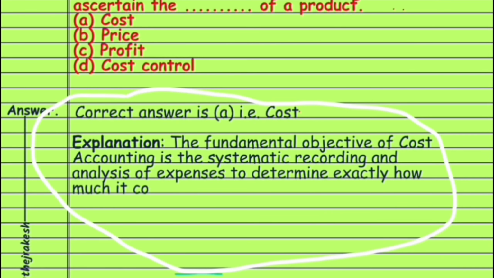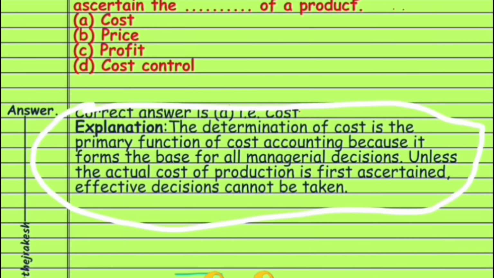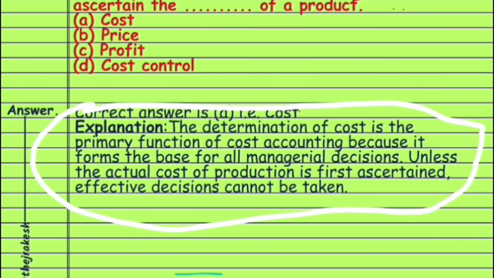The fundamental objective of cost accounting is to systematically record and analyze expense in order to determine the actual cost of producing a product or providing a service. The determination of cost is the primary function of cost accounting because it forms the base for all managerial decisions. Unless the actual cost of production is first ascertained, effective managerial decisions can't be taken.